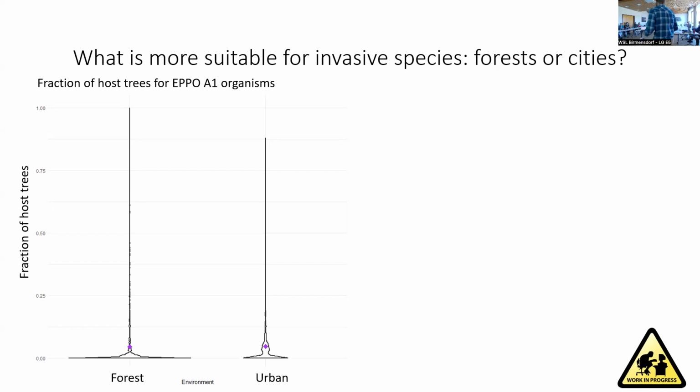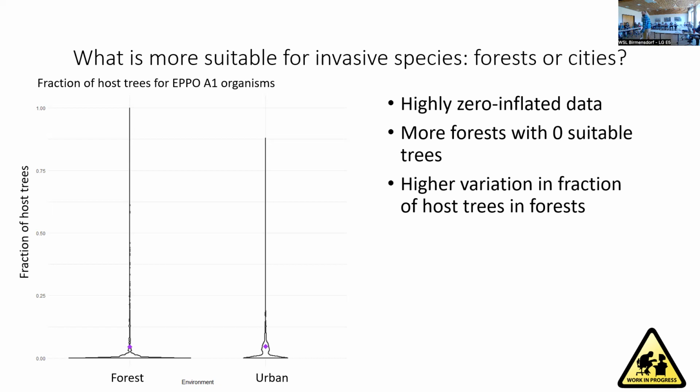This shows us some things. This is basically a box plot, but it also shows you the distribution of your data. I think they're beautiful. What we see here is that we have highly zero-inflated data. We really have a lot of zeros, especially in the forest, even more than in the urban data sets. But at the same time, we have much more variation.